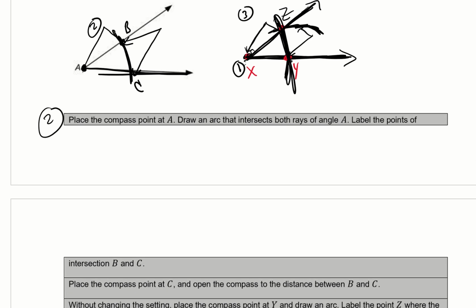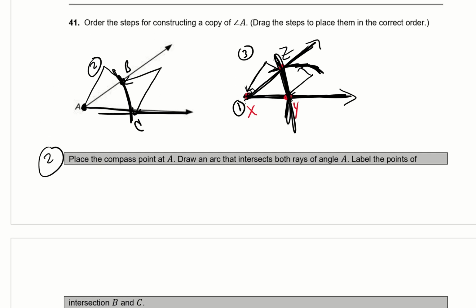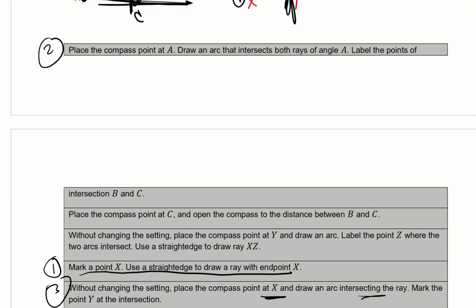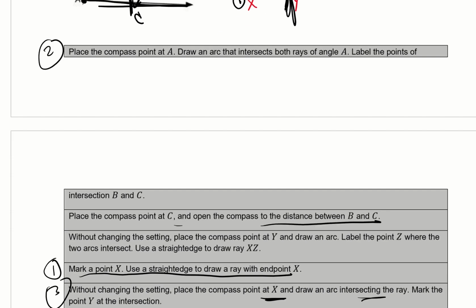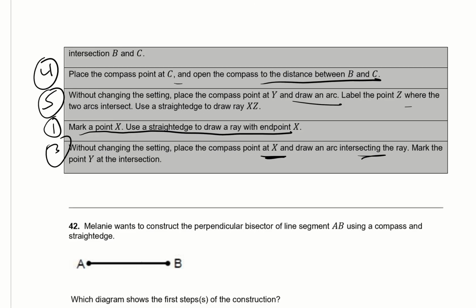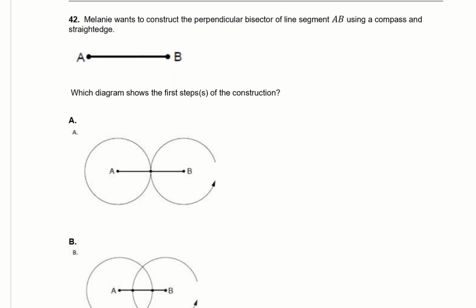All right, step 4, remember, is measuring this distance here. So place the compass at point C, and then open the compass to the distance between B and C. So we'll call that step 4. And then step 5, without changing the setting, place the compass at Y and draw an arc, and then use a straight edge. All right, and that's how you copy an angle.